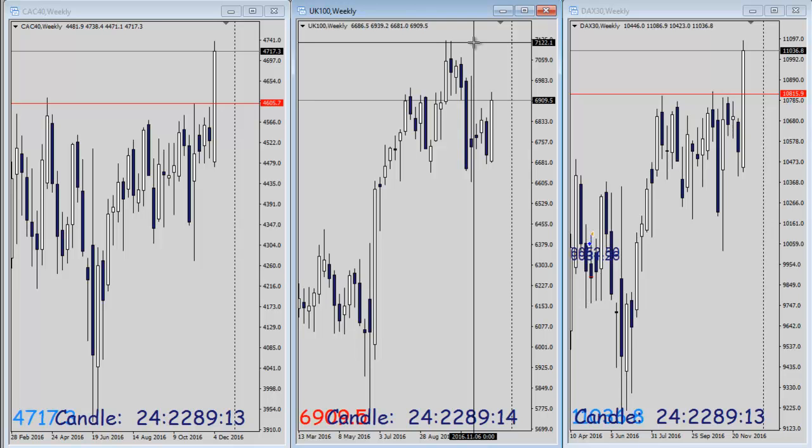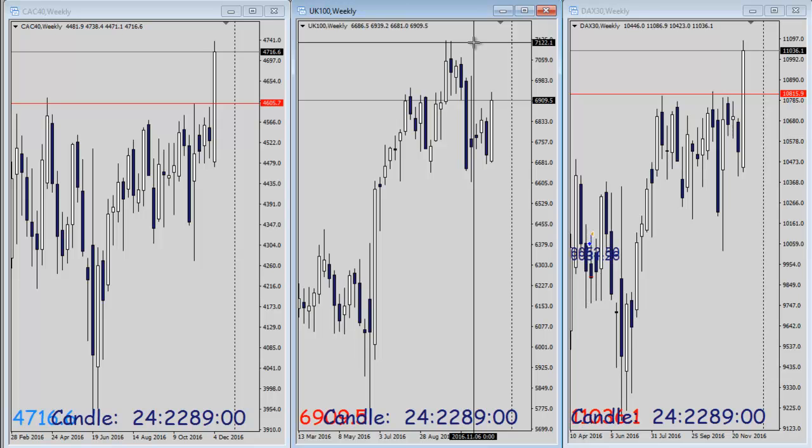We do have the ECB interest rate press release, and the ECB press conference following shortly after, and that's always a big market mover if Draghi is speaking. So today can be a very volatile day, but that wholly depends on Draghi.